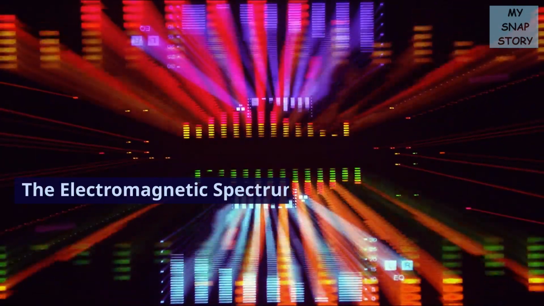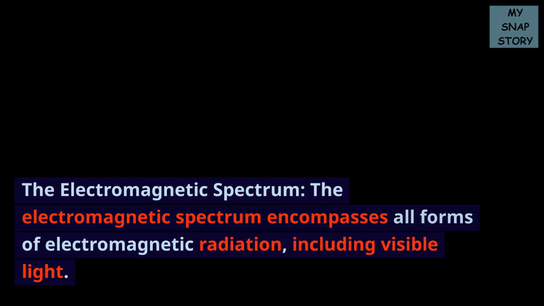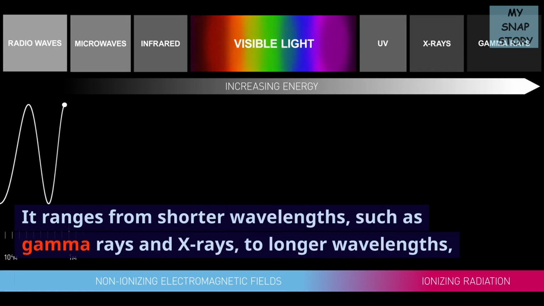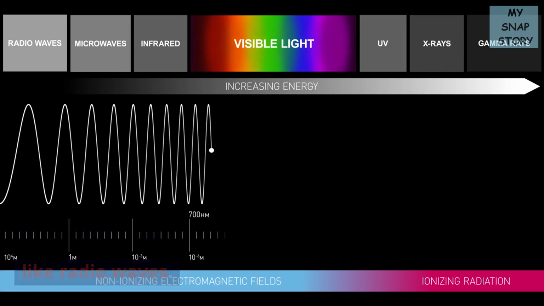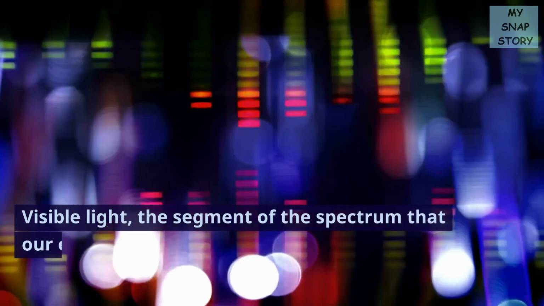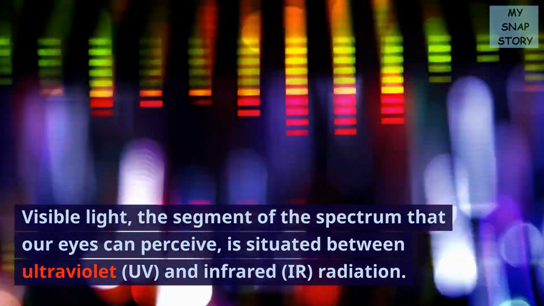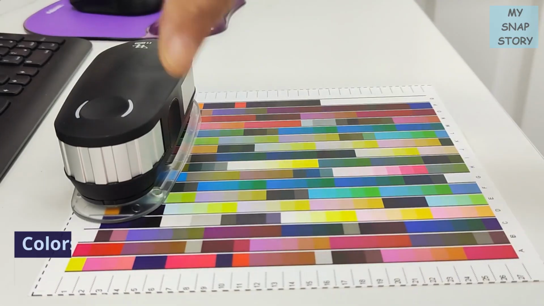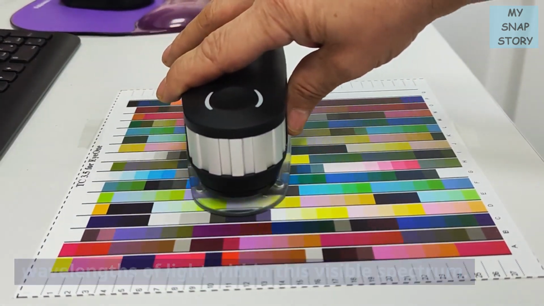The electromagnetic spectrum. The electromagnetic spectrum encompasses all forms of electromagnetic radiation, including visible light. It ranges from shorter wavelengths, such as gamma rays and X-rays, to longer wavelengths, like radio waves. Visible light, the segment of the spectrum that our eyes can perceive, is situated between ultraviolet, UV, and infrared, IR, radiation. Colors are determined by the specific wavelengths of light within this visible spectrum.